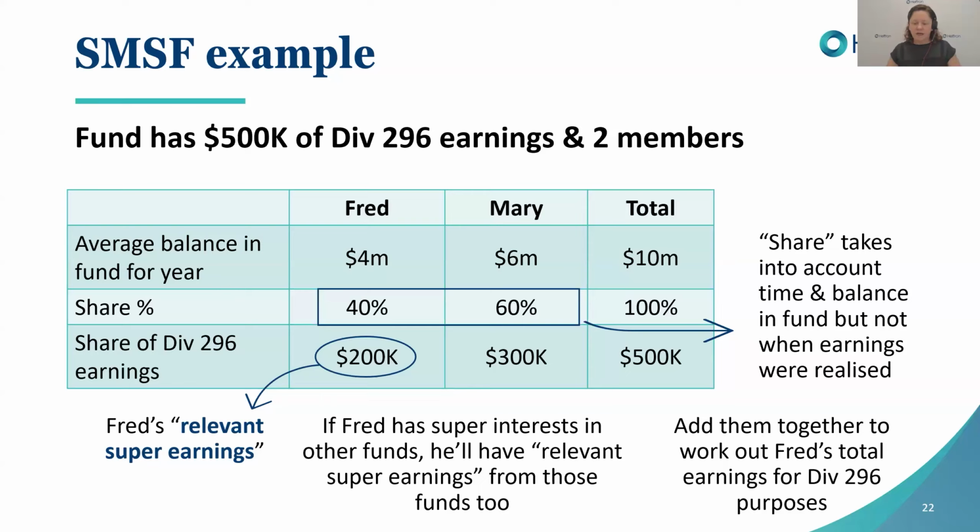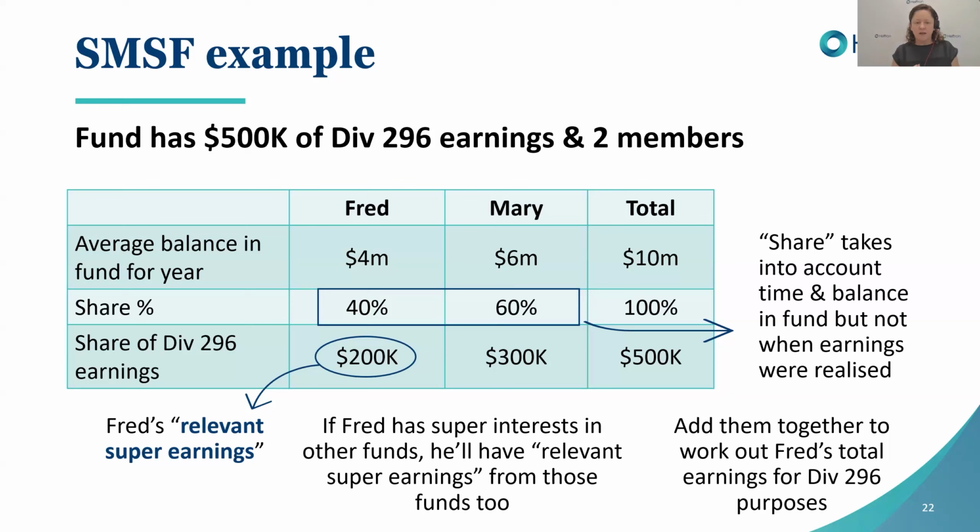And just a note in relation to that earnings that we're sharing out. We've just shared that 40-60 split based on the time that Fred's balance was in the fund and the size of his balance. But we don't actually take into account when the earnings were realised. So this can lead to some quirky results happening.